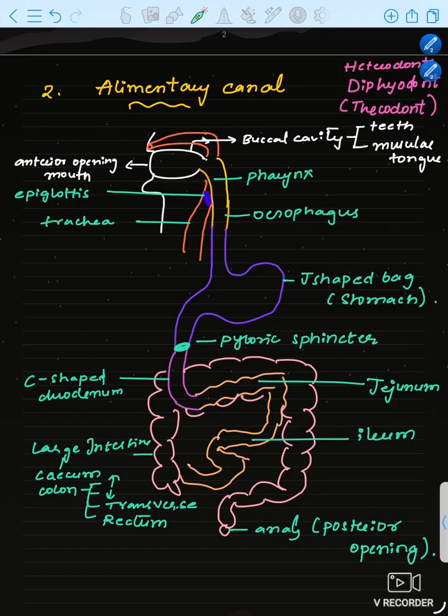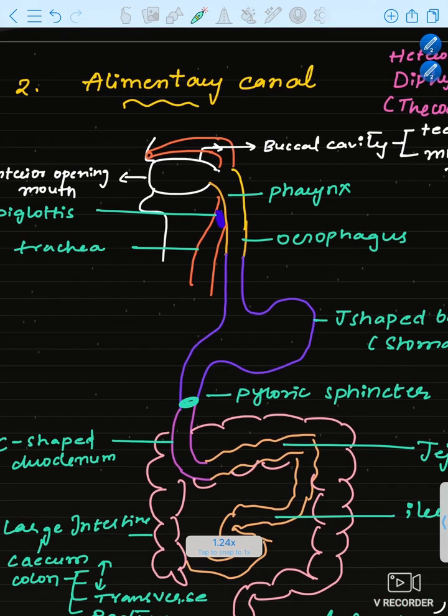You can see the nasal cavity and the buccal cavity, and the pharynx is a common passage that leads to the esophagus, and here it is the trachea. And you can see a flap-like cartilaginous structure that is called the epiglottis. I will tell you the function of the epiglottis here only.